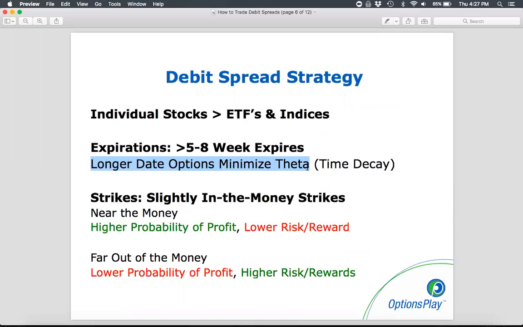So that's why when you're trading debit spreads, you use the exact opposite strategy of credit spreads. Credit spreads, you want to trade those 2-3 week expirations because that time decay is as fast as possible. On debit spreads, you want to do the exact opposite. You want to go further out in time.